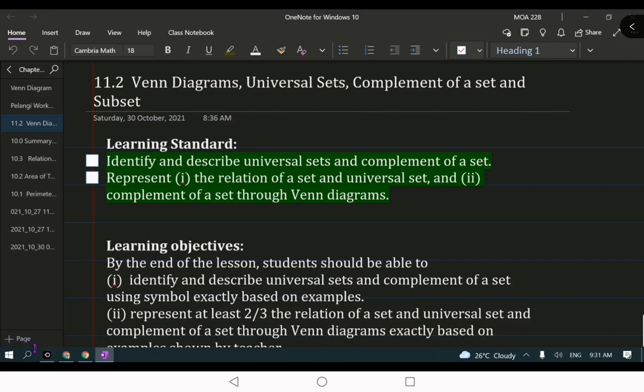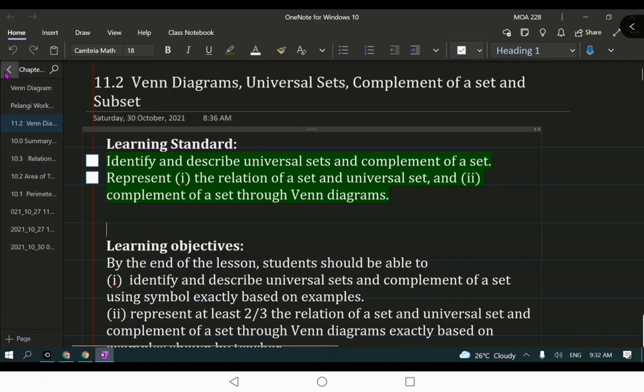Chapter 11 is along about 11.2. You are going to learn about Venn diagrams, universal set, complement of a set, and subset. Okay, so there's an introduction only. So what is the meaning now?